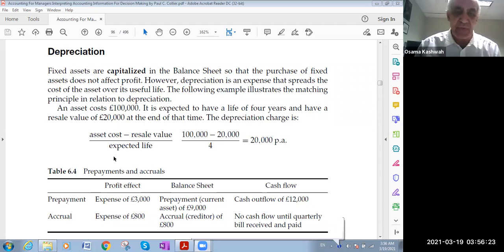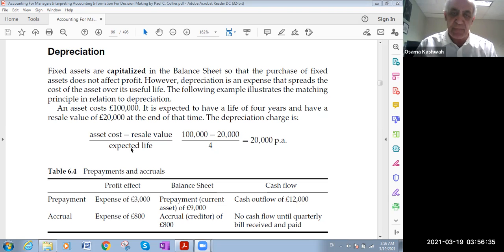And depreciation means the gradual decrease in an asset's value. How will I calculate the depreciation? The depreciation is calculated through the following equation. Let me share the screen and show you how we will calculate the depreciation. So to calculate the depreciation, we'll say the cost of the asset minus the residual or resale value or the scrap, divided by the expected life of the asset.